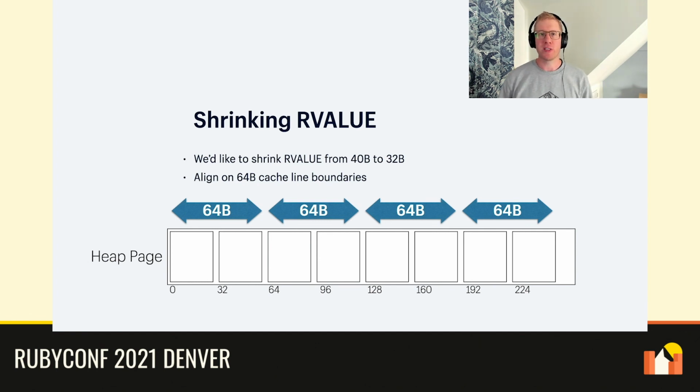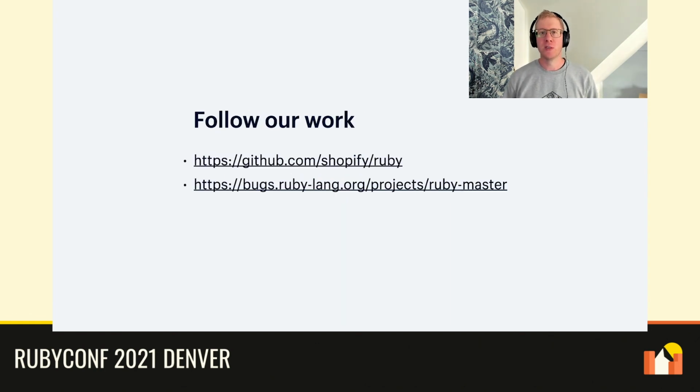Overall, we're proud of the progress that we've made, but we still have a long way to go, and many things to explore. We plan on sharing progress updates with the community frequently, via conference talks and blog posts. But for now, the best way to keep an eye on what we're up to is the Shopify Ruby fork on GitHub and the Ruby core bug tracker.